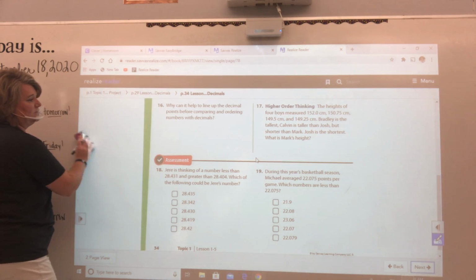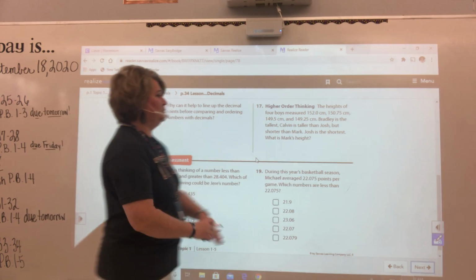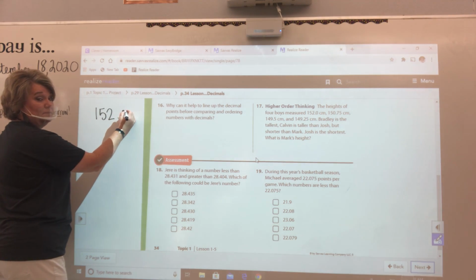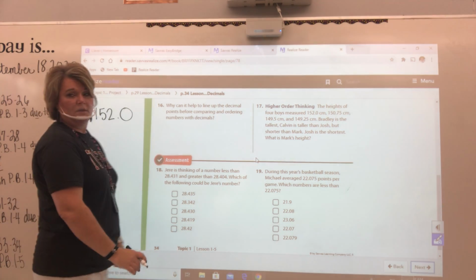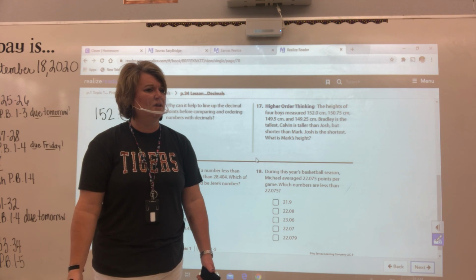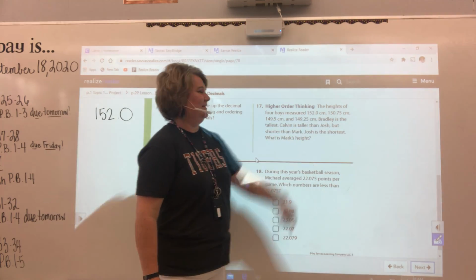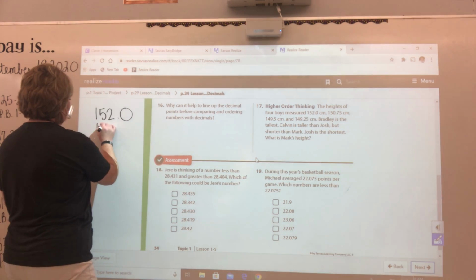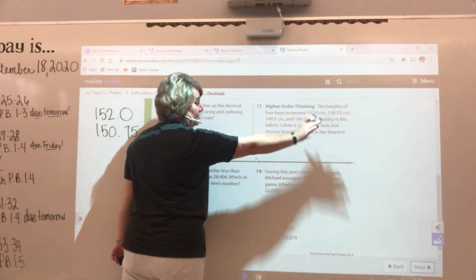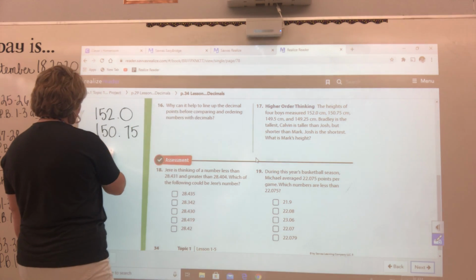Okay. Here we go. Number 17. The heights of 4 boys measured 152.0. Let's write this. 152.0. No, I said they're so tall. But it's centimeters. 150.75. Are you writing this? Come on. You should be writing this. It's right on your paper too.